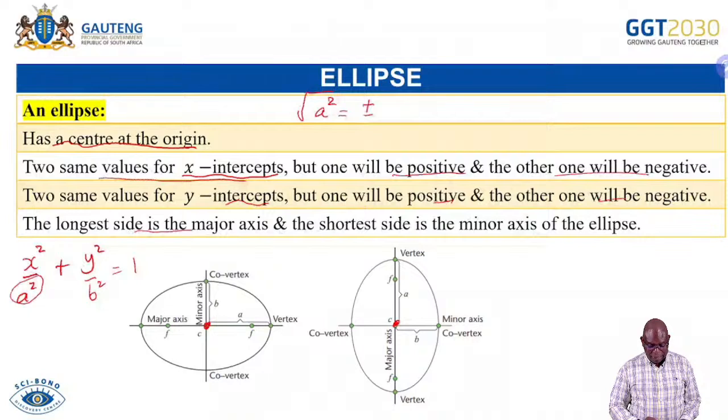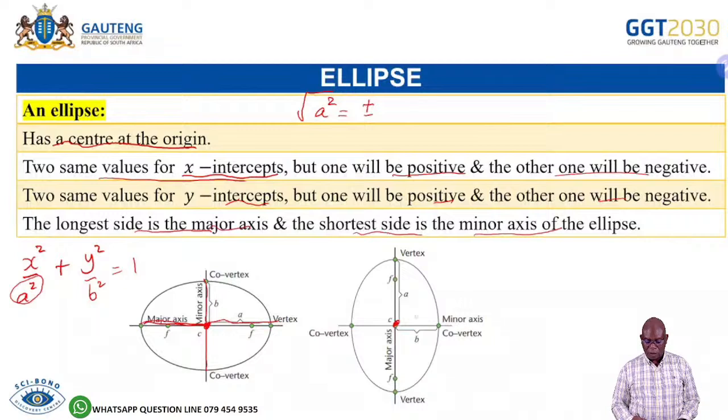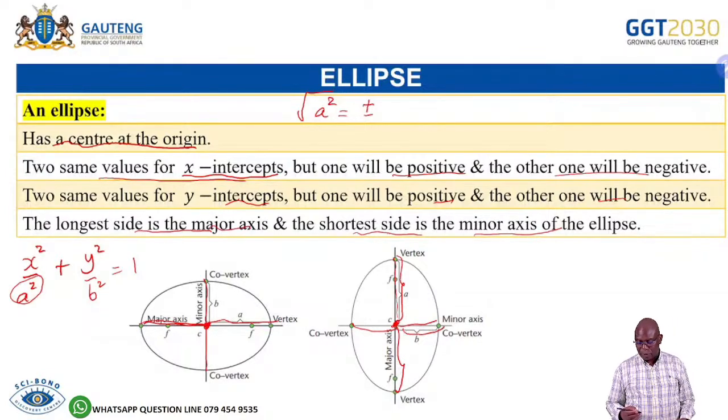The longest side is the major axis. In this case, the major axis is the longest side here, the biggest value. And we have the minor one, which is the smallest value, the shortest side, the minor axis. So this is the minor, this is the major. That's how you can draw that. It's equidistant, so this distance and that distance are equal. This distance here and that distance must also be equal. Then you can draw a proper ellipse.